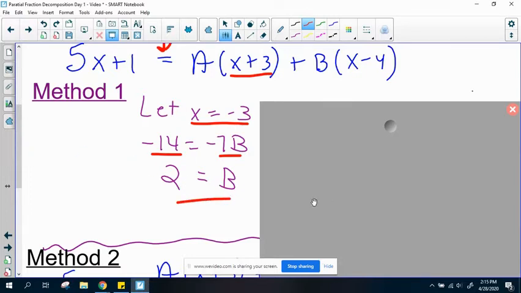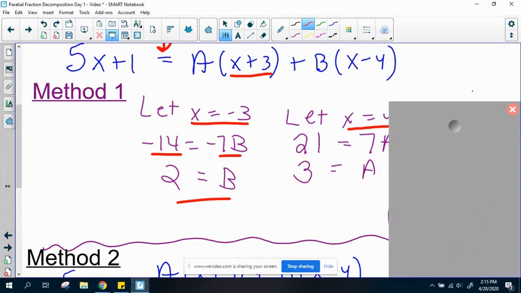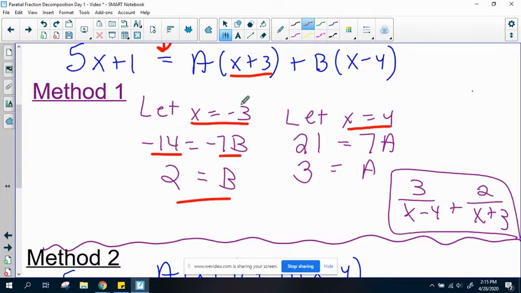That works. Similarly, I can do the same thing with x is 4. If I plug in 4, 5 times 4 is 20, plus 1 is 21. This b would go away, and then a would be 4 plus 3 is 7, divide, a is 3. And this is what you got. This is your final answer. You have to replace the a with the number and replace b with the number, which is exactly what we got from the warm-up.